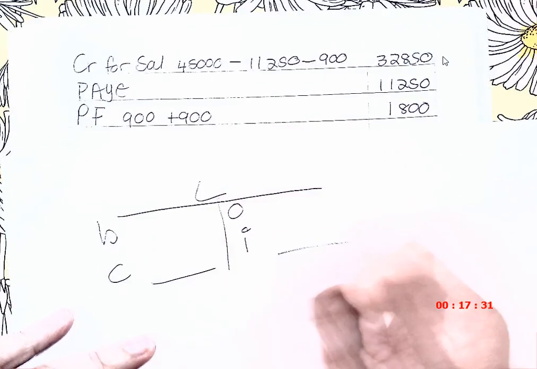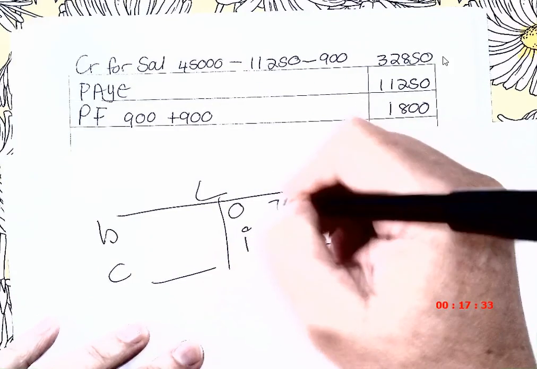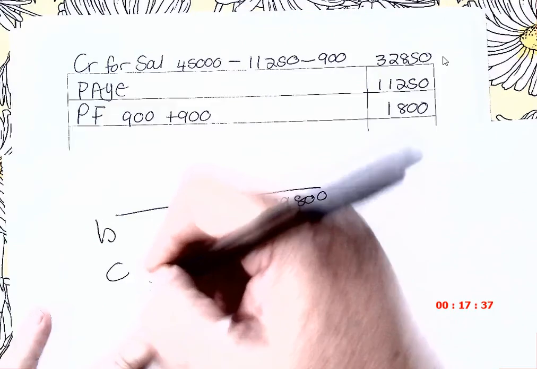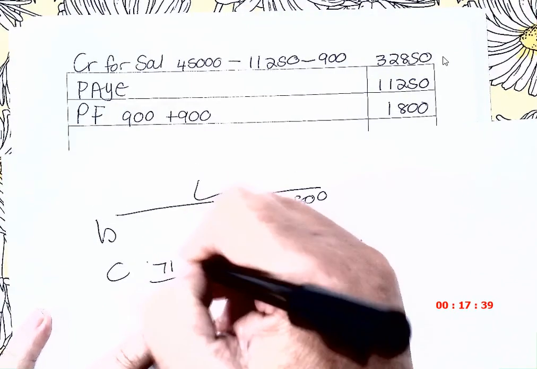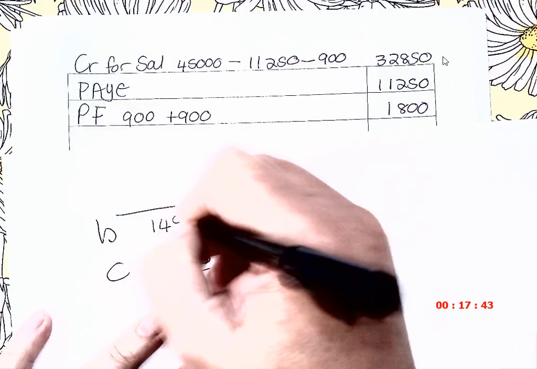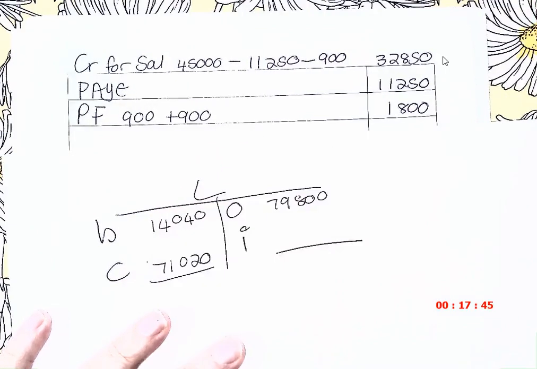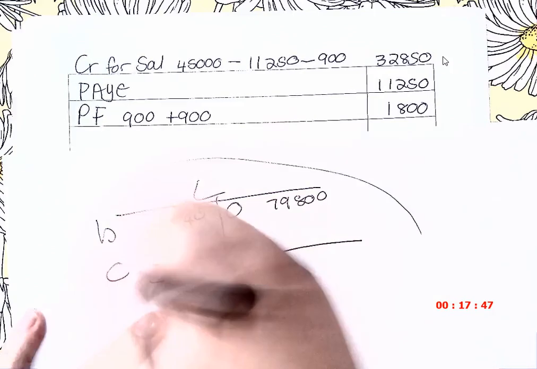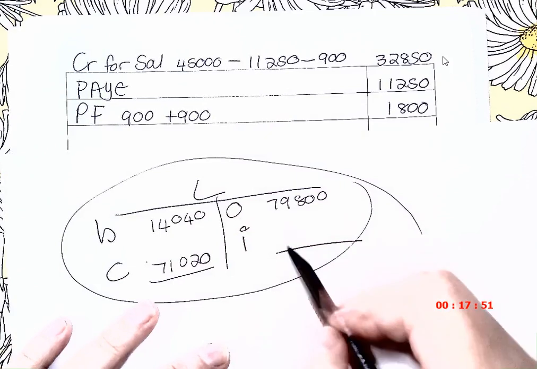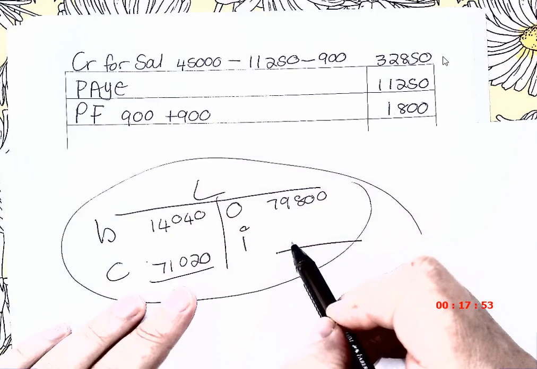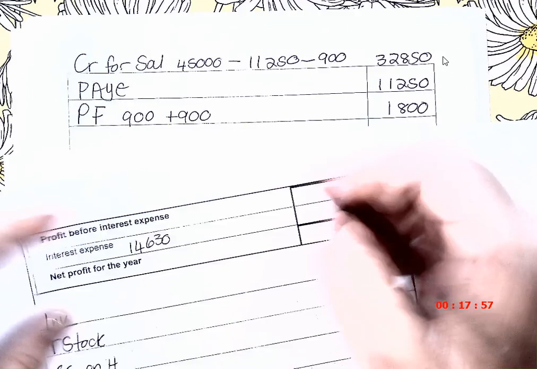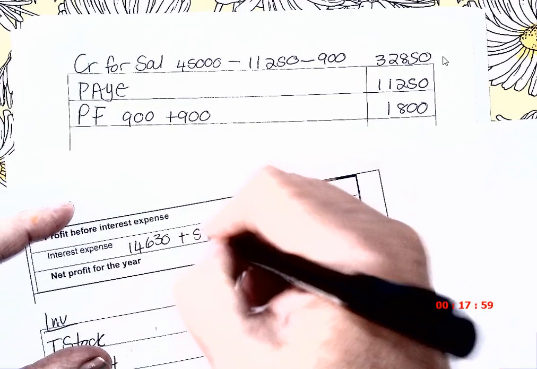Okay. Opening 79,800. Closing, I want to say closing, 71,020. Total payments 14,040. What's my interest? And please, this you need to show in a place where I can see it when I mark. What does this give me? 5280.